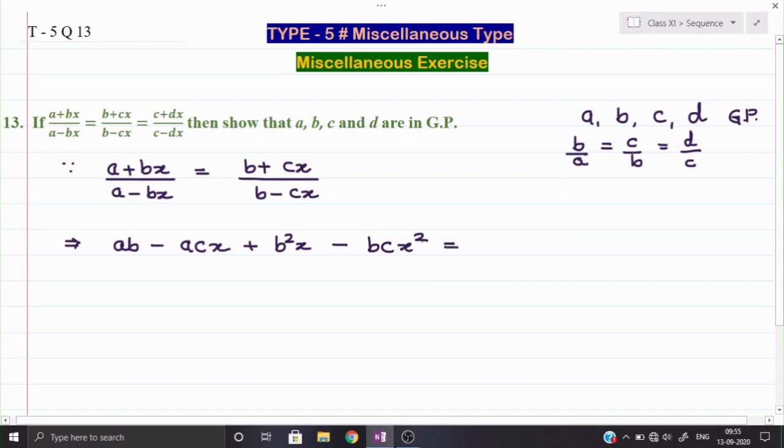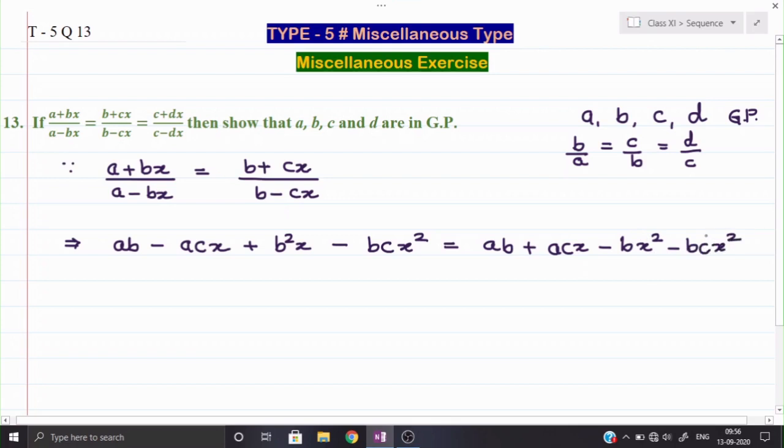Right, you can check once. A multiplied with B, AB, minus of ACX, then B square X and minus of BC X square. Same way I am multiplying the B plus CX with A minus BX. So A into B, that will be AB plus ACX, then minus sign of BX square, and minus sign of BCX square.